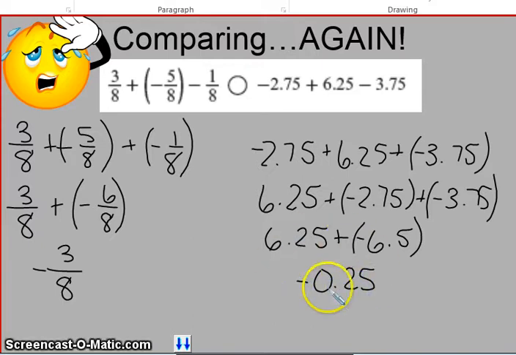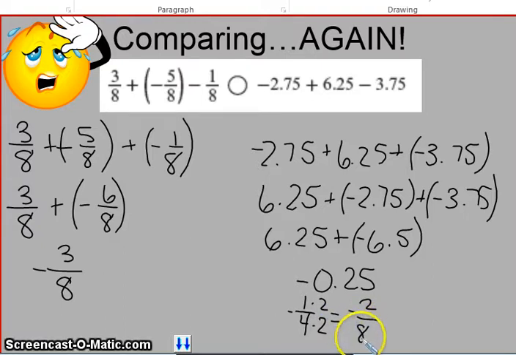Now, in order to accurately compare this, they have to be both fractions or both decimals, and I think it's going to be pretty easy to turn this into a fraction, so I'll do that. I know that 0.25 is 1/4, so this is the same as negative 1/4. And if I want a common denominator, to get 8, I need to multiply 4 by 2, so I must do that in the bottom and the top. And that gives me negative 2/8.